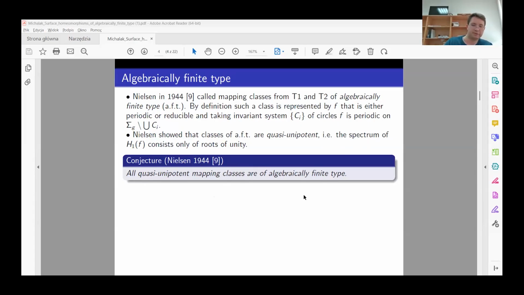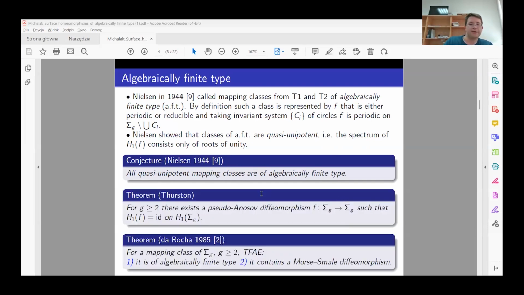After Thurston, we know that they do not have any pseudo-Anosov piece. But with Thurston, we got the construction of a pseudo-Anosov diffeomorphism of a surface, for any surface of genus at least 2, which induces the identity as a symplectic transformation on the first homology group. The identity is clearly quasi-unipotent.